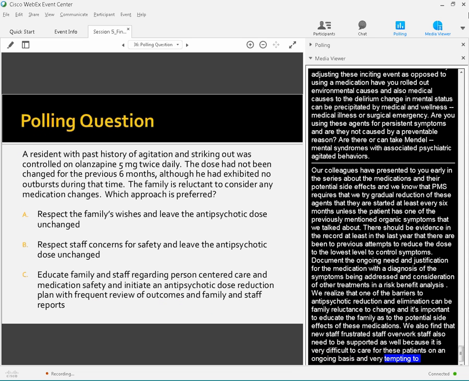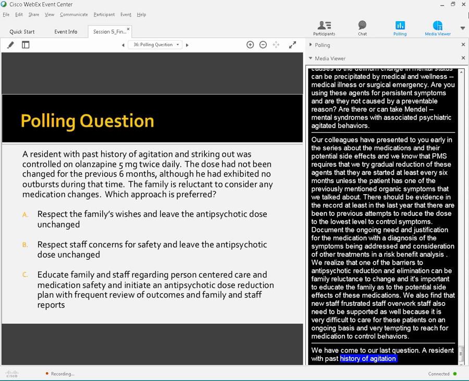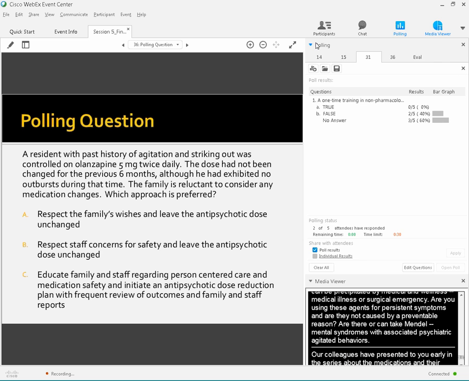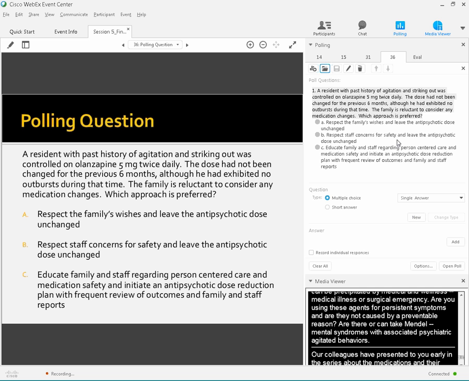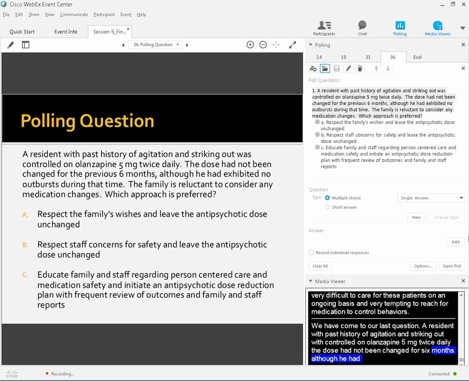So we've come to our last polling question. A resident with past history of agitation and breaking out was controlled on olanzapine 5 milligrams twice daily. The dose had not been changed for the previous 6 months, although he had exhibited no outbursts during that time. The family is reluctant to consider any medication changes. Which is the best approach?